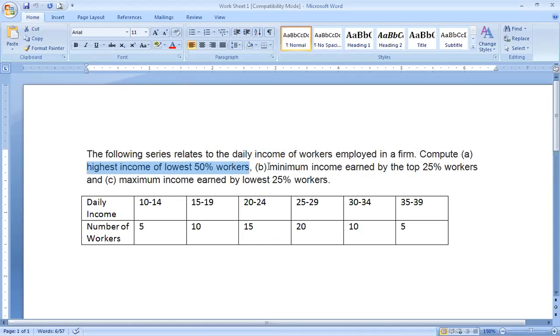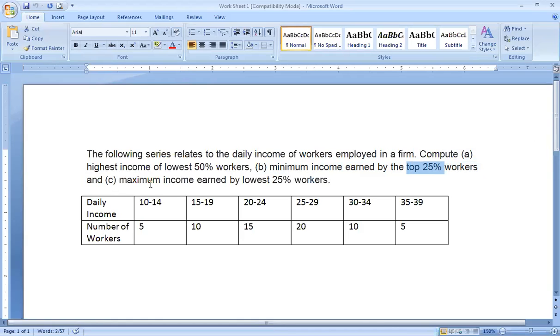Fine. And then the minimum income earned by the top 25% of workers. What does the top 25% of workers represent? N by 4 or 3N by 4? Say it clearly. N by 4, sir. Yes, so N by 4. Why? Because it says clearly minimum to the top 25%, so it represents N by 4.